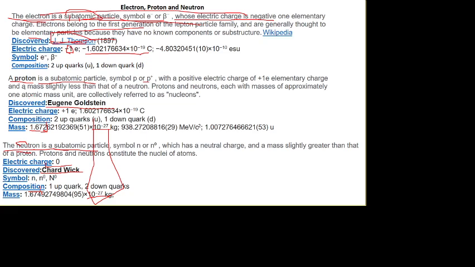And by looking at the mass of electron, the mass of electron is the least. Electron is the lightest subatomic particle. Neutron is the heaviest subatomic particle.